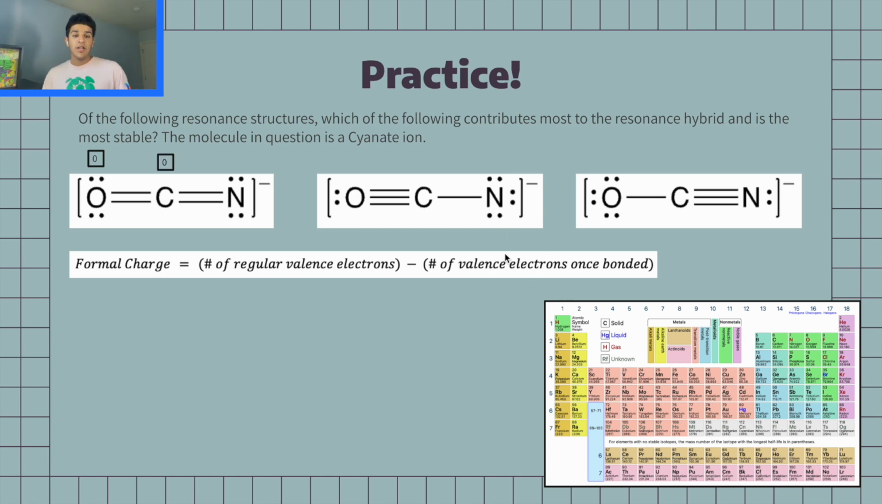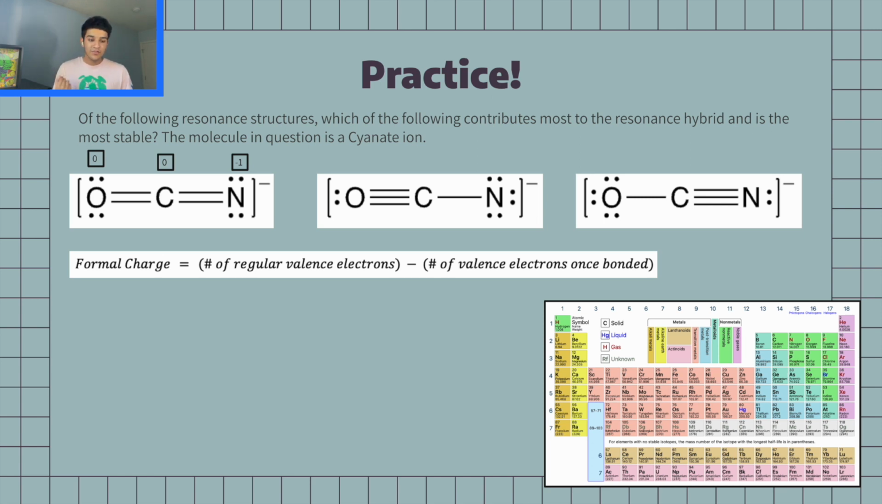Finally, we have nitrogen. Nitrogen regularly has 5 valence electrons, but in this case, it has 1, 2, 3, 4, 5, 6. So the 5 it regularly has minus the 6 it has once bonded is going to be -1. Now I'm going to give you guys a second to calculate the formal charges for the rest of the atoms on the remaining 2 molecules.